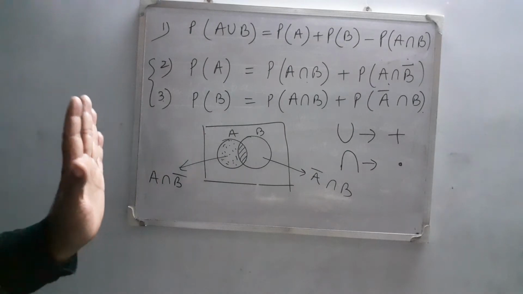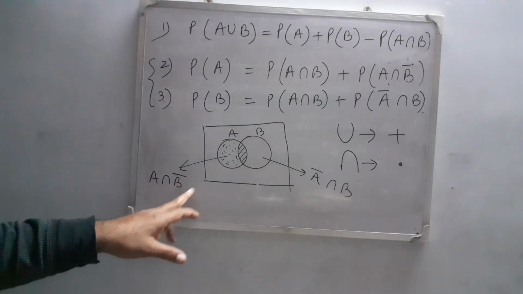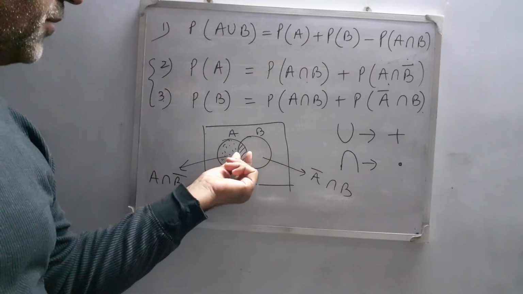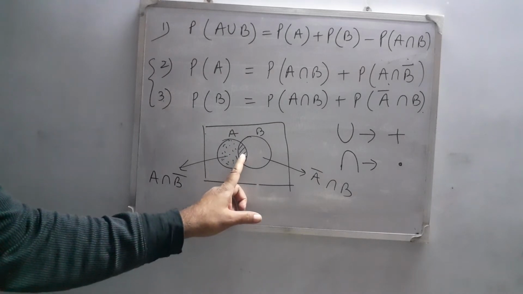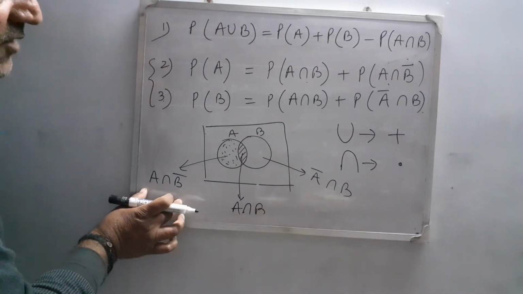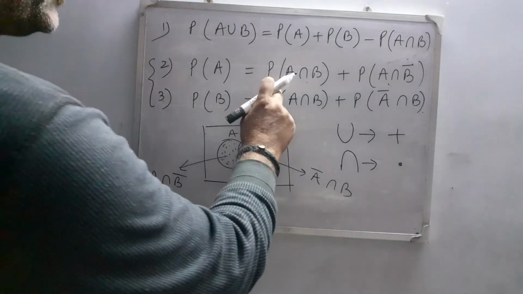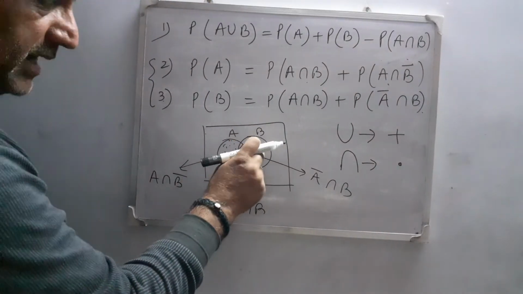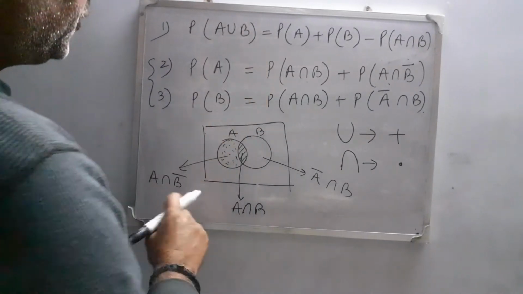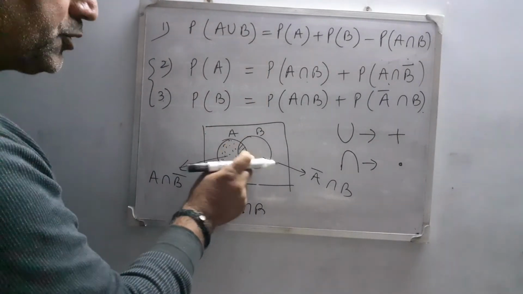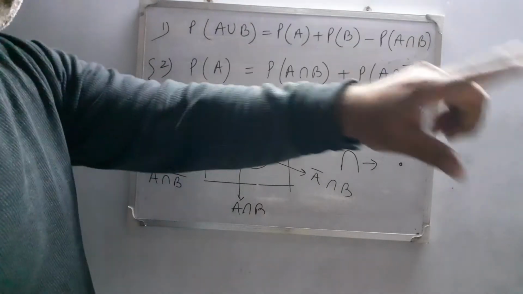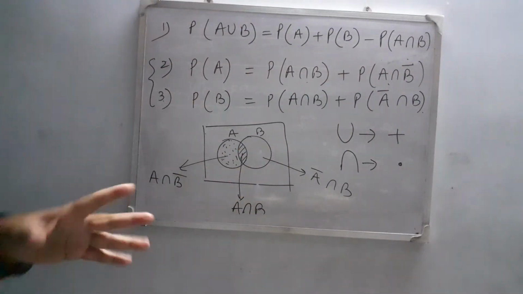This thing we have discussed in class 11 in detail. So A intersection B bar, this dotted portion, A bar intersection B, this blank portion, and A intersection B, this stripe. If you add A intersection B with A intersection B bar, you will get the full circle of A. So that's why this formula. And here this blank portion with the stripe, if you add, you will get PB. And PA union B: PA includes the common portion, PB again includes the common portion, so one time we have to subtract that common portion, that is minus PA intersection B. This thing we have discussed earlier.